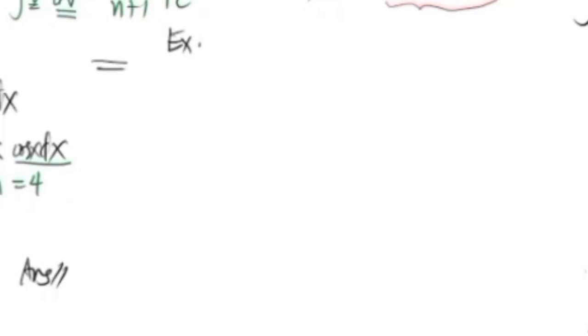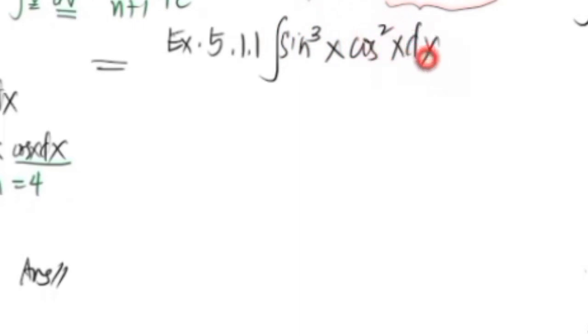So, we let this as our example 5.1.1. Ito ay dinagdag ko lang and wala naman to sa module ninyo. So, we have the integral of sine cube of x cosine square x dx. So, by this time, your m is equal to 3. So, that's the exponent of your sine. And your n is equal to 2, yung exponent ng cosine natin. So, your m is an odd integer.